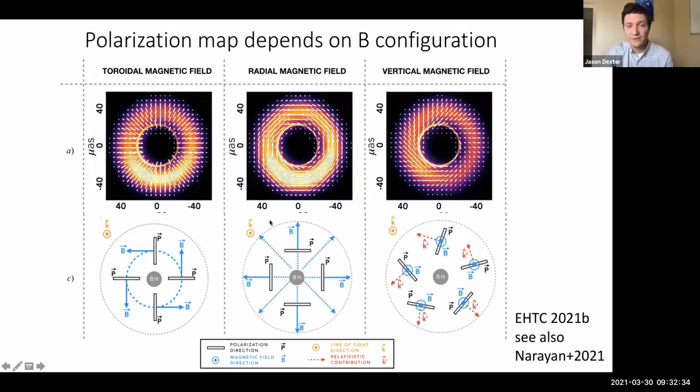Okay, and we can look at the other ones then. For radial magnetic fields, it'll be the same as we just got, but all of it rotated by 90 degrees. Shown here. And the vertical field case is a lot more interesting.